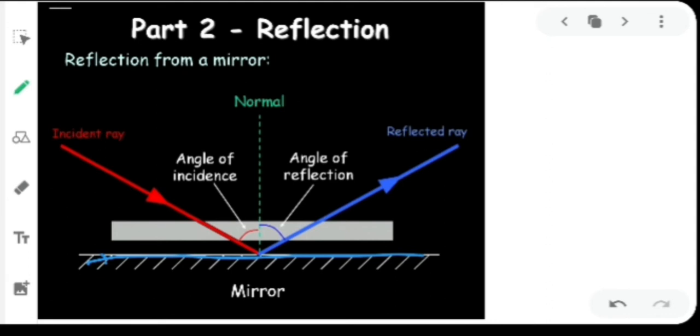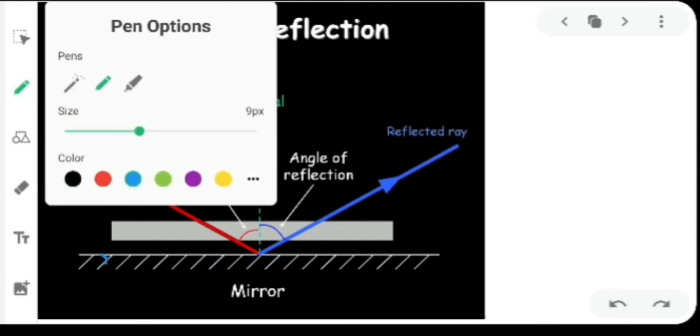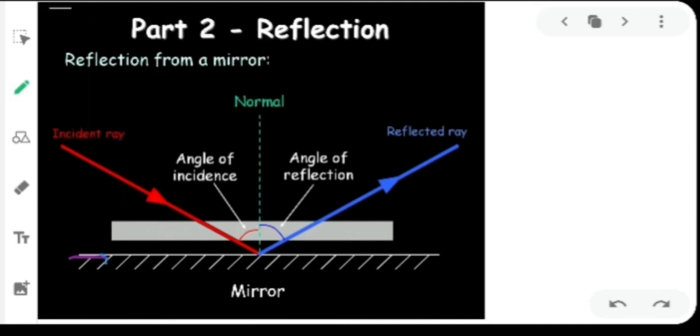Just excuse me, let me change the color. Okay, it would be more appropriate.